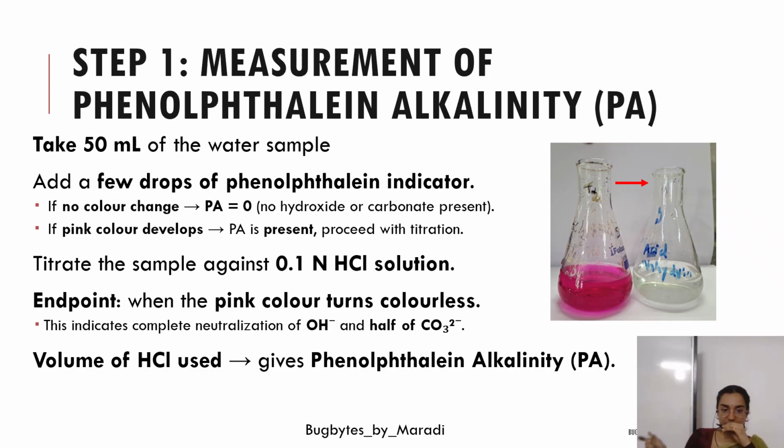When it turns colorless, it indicates that there is a complete neutralization of hydroxide and half of the carbonate ion. Not the full carbonate ion, only half of the carbonate ion. In the end you have to record the volume of the HCl used in ml, which gives you the phenolphthalein alkalinity.